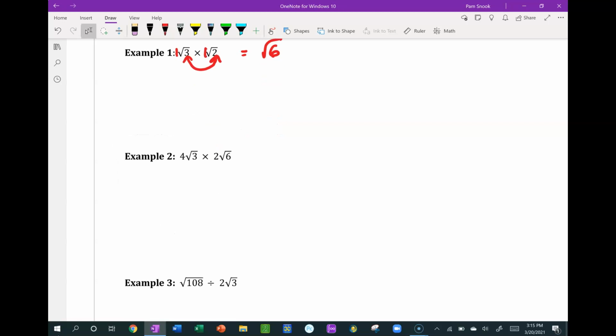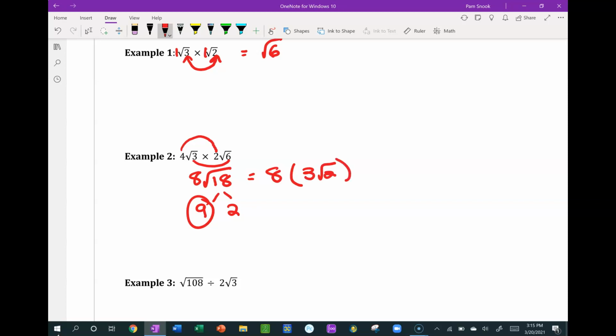Now take a look at example 2. We have 4 times the square root of 3 times 2 times the square root of 6. So 4 times 2, that's going to be 8. And then we have a square root of 3 times the square root of 6 is square root of 18. Now let's simplify square root of 18. That's 9 times 2. So therefore 9, square root that, I get 3. So I'm going to have 8 times 3 square root of 2. And then 8 times 3 is 24. Square root of 2 is our final answer.